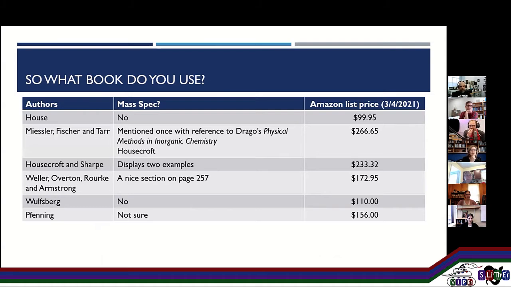Housecroft and Sharp have a couple of examples. Wella, Overton, Rourke, and Armstrong, which is a replacement to a text that many of you know by another name, has a really nice section on mass spec. Wolfsburg doesn't seem to have mass spec at all. Fenning, I wasn't really sure. I don't actually have a copy of it, so I'm not sure what kind of introduction it is.